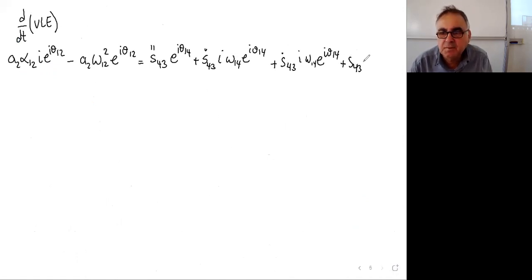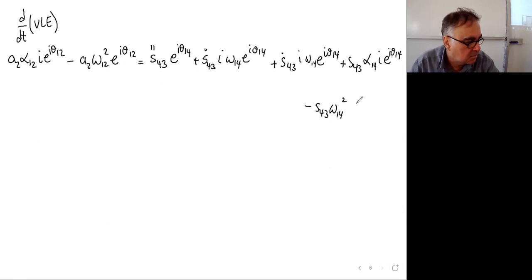Plus S43 alpha 1,4 e to the, there's an i somewhere, i e to the i theta 1,4, minus e to the i theta 1.